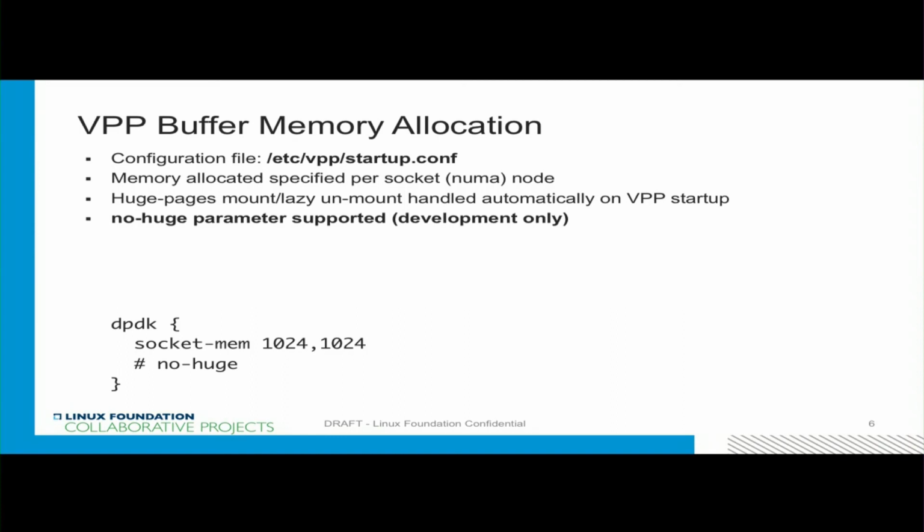In the configuration there is something called DPDK, with curly brackets, and inside you can specify the per NUMA node or per socket amount of memory. This is basically the mapping to the DPDK configuration, which some of you are possibly familiar with.